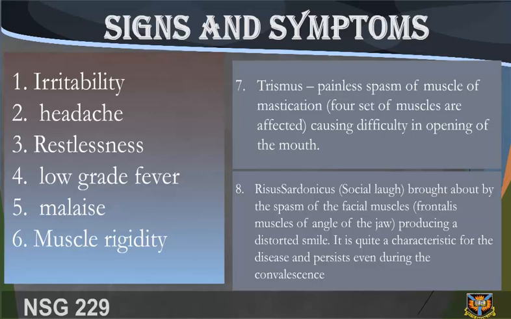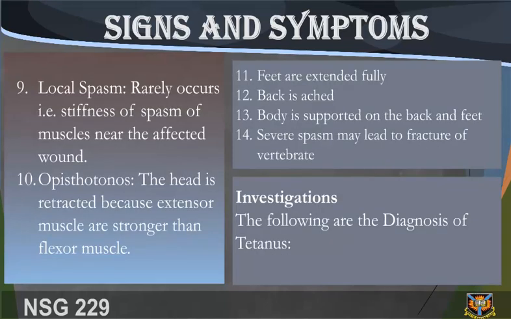8. Risus sardonicus. Social laugh, brought about by the spasm of the facial muscles, frontalis muscles and angle of the jaw, producing a distorted smile. It is quite characteristic for the disease and persists even during convalescence. 9. Local spasm rarely occurs, that is, stiffness or spasm of muscles near the affected wound.